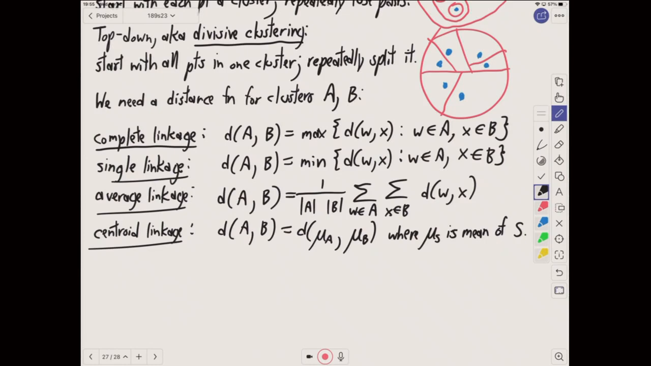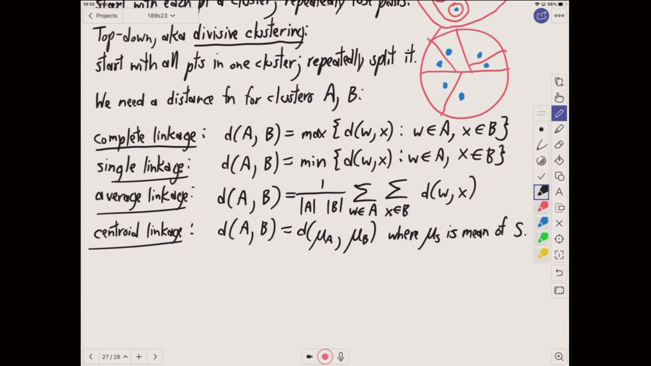So the first 3 of these linkages can be used for any metric, any distance function, even if the input is just a matrix of distances between pairs of points. But the 4th one, no, that's for Euclidean spaces. There is a variation of the centroid linkage that uses medoids instead of the means. So that might be worth exploring in some cases.